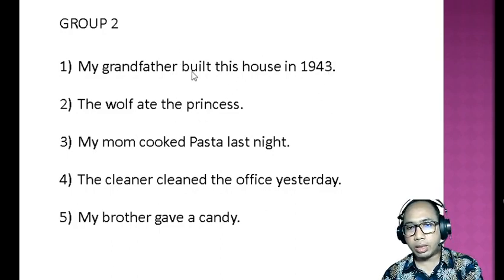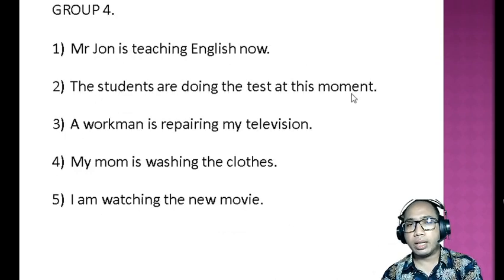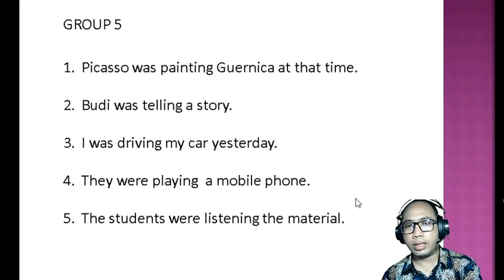Take a look at the verb. Is it verb 1 or verb 2? If verb 2, this is simple past. And how about group 3? Take a look, a different structure, right? This is an active sentence, just change it into passive. And this is for group 4. There are 5 sentences: is teaching, are doing, is repairing, is washing, and I'm watching. Next, group 5: was painting, was telling, was driving, were playing, were listening.